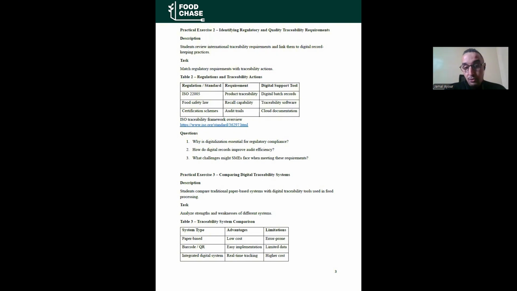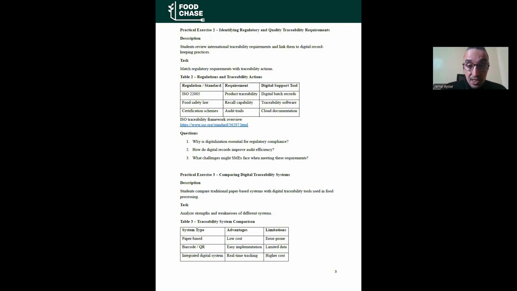The objective is to answer this question: why is digitalization essential for regulatory compliance, and how do digital records improve audit efficiency? And the third question: what challenges might SMEs or enterprises face when meeting the requirements? That is the last question. We give the answer from the course, the analysis of the course and its explanation, and we also have some information to resolve these three questions of this exercise.